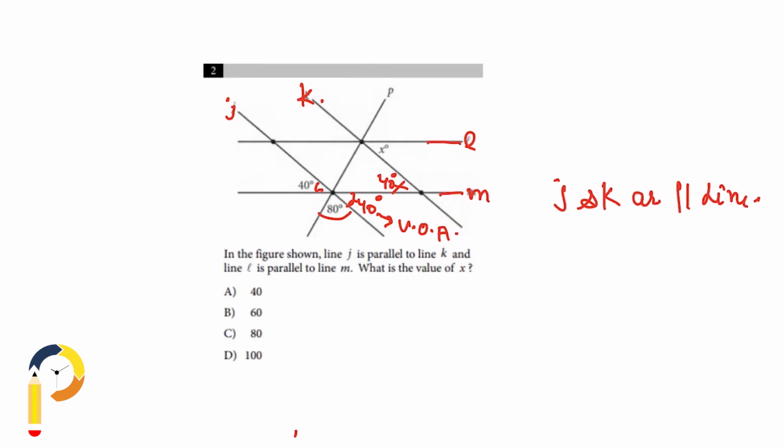Now the third step: L and M are also parallel lines, so this is 40 degrees, so this will also be 40 degrees. Why? Because these are alternate interior angles, so those angles will be equal. So what is your answer for x? We got x is equal to 40 degrees.